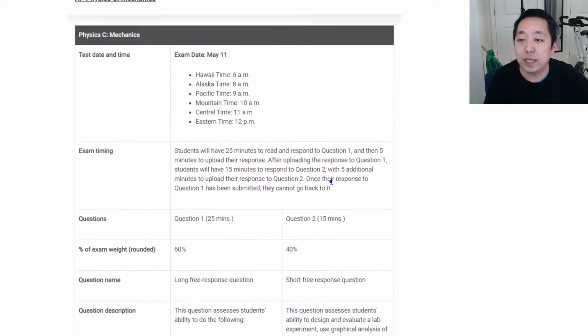So Physics C, again, the mechanics and the E&M are very similar in format this year. Again, 2 questions, 25 minutes for the first question, 15 minutes for the second question. You cannot go back to the first question after you've looked at the second question. So you do question 1, you submit it, you then go to question 2. You cannot go back to question 1, and you still only have 15 minutes for question 2. So even if you finish question 1 quickly, it does not buy you more time for question 2.